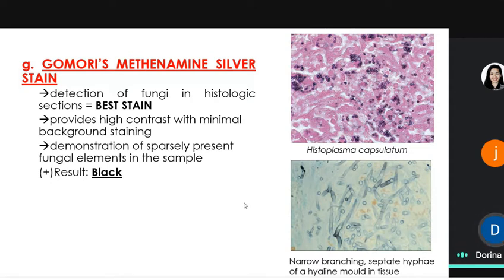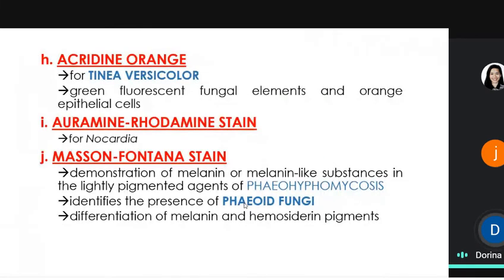Okay, so your GMS, kasi nakalagay lang dyan usually sa GMS stain, this one provides high contrast with minimal background staining. And again, you have nasa multiple choice nyo yata ito, color black. Okay, so you have the acridine orange for your versicolor.